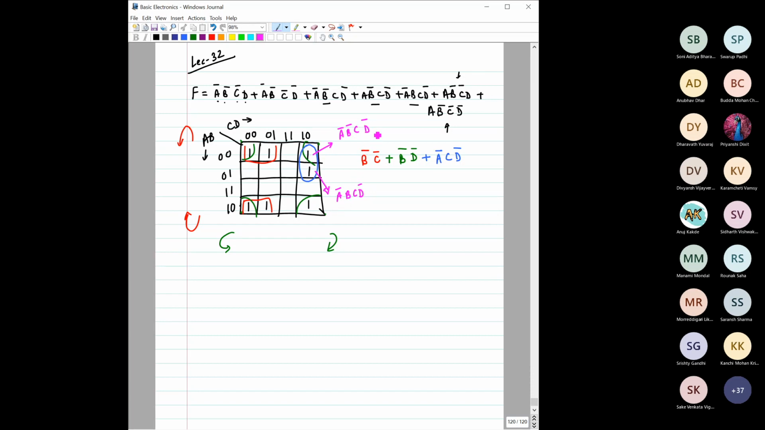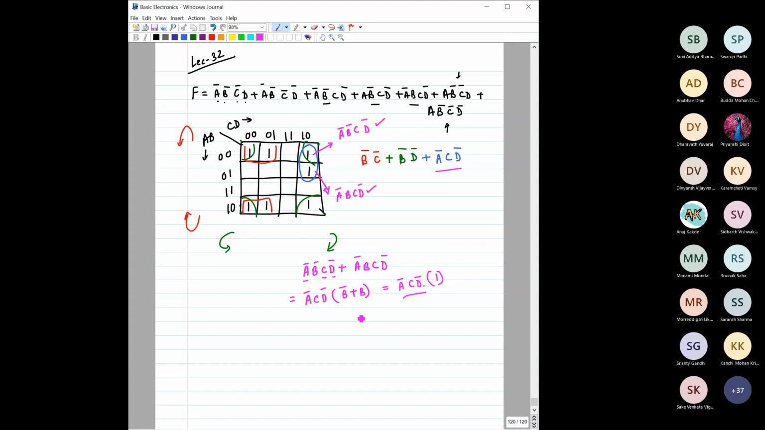Suppose if you have used Boolean algebra, then what you could have done is A bar, B bar, C, D bar plus A bar, B, C, D bar, right? Now from here, you could have taken A bar, C, D bar common. It will become B bar plus B, right? So it would be A bar, C, D bar, and between these two it will become 1. That's how you are getting this term minimized here, right?